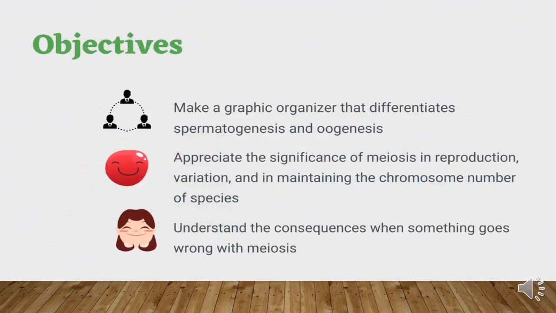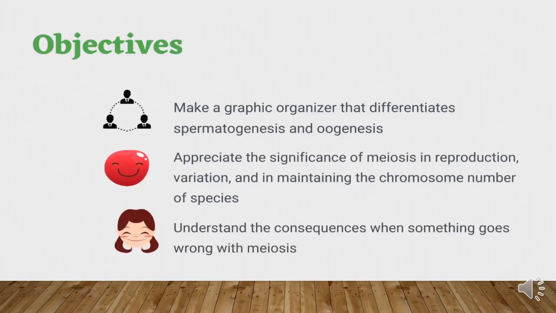Our objectives for today's lesson are: number 1, make a graphic organizer that differentiates spermatogenesis and oogenesis. Number 2, appreciate the significance of meiosis in reproduction, variation, and in maintaining the chromosome number of species. And number 3, understand the consequences when something goes wrong with meiosis.